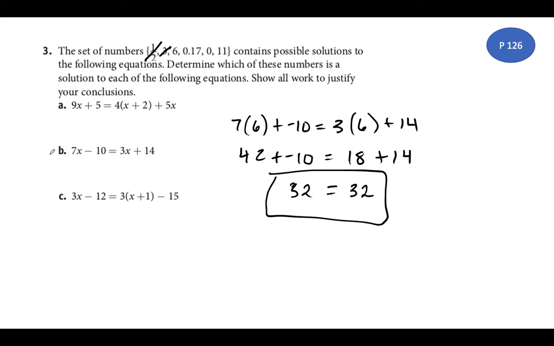Therefore, the only solution to problem B is x equals 6. When x is equal to 6, both sides are equal to each other. But when it's equal to a half, they are not. When x is equal to 3, both sides are not equal to each other. So these are not solutions. You got it? Let's look at C.